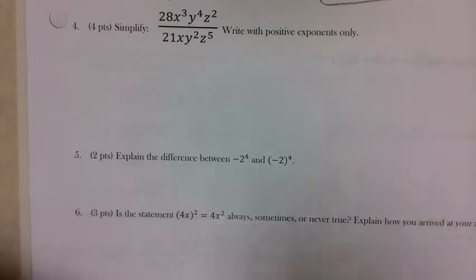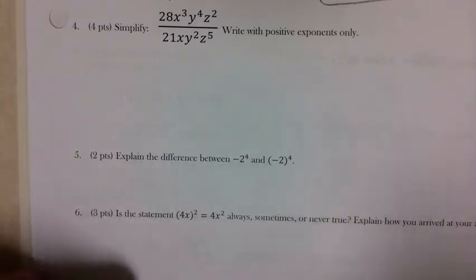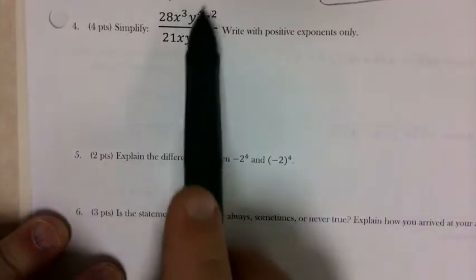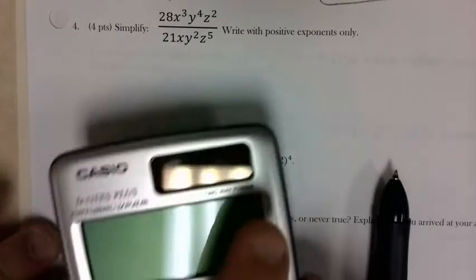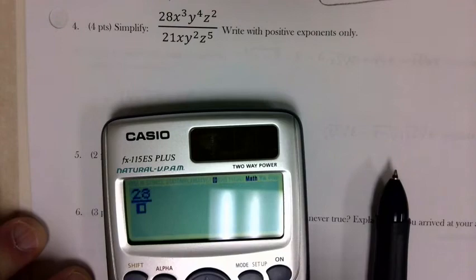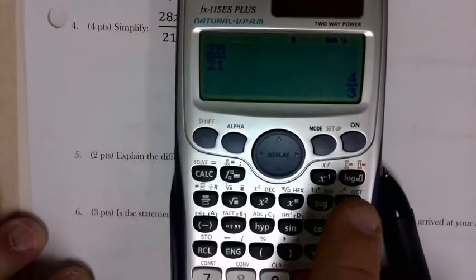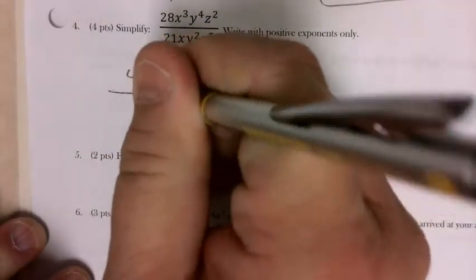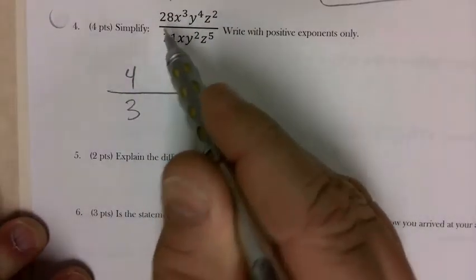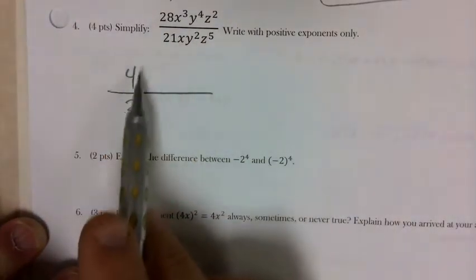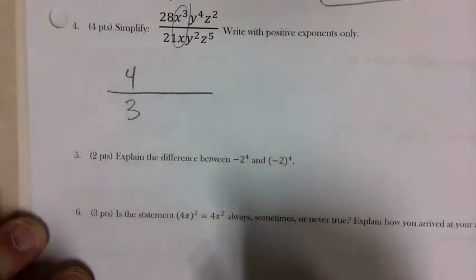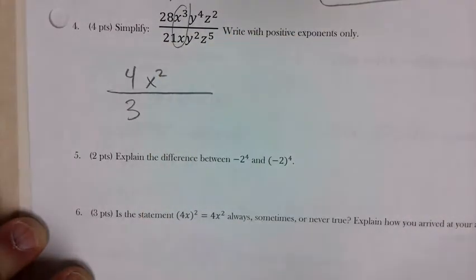Okay, now I'm going to zip through this really quick, and first, I want to break this up into problems. I'm going to deal with the numbers, then the x's, then the y's, then the z's. 28 over 21. I really don't want to think right now, so I'm just going to type 28 over 21, and my calculator says that's 4/3. Okay? Sorry, I'm being lazy. Really, it's 4/3 because each of these are divisible by 7, and 28 divided by 7 is 4, 21 divided by 7 is 3. Now, I look at my x's, x cubed over x. 3 minus 1 is 2. That tells me there's x squared on the top.